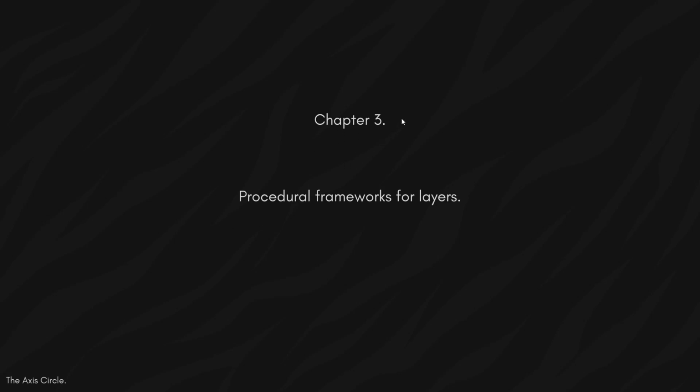Hello everyone, welcome to chapter 3 of the Axis Circle. In this chapter, we will be going over the exact procedural frameworks for the layers that we discussed in the previous chapter.